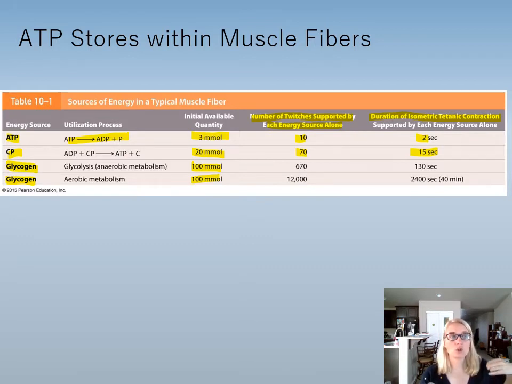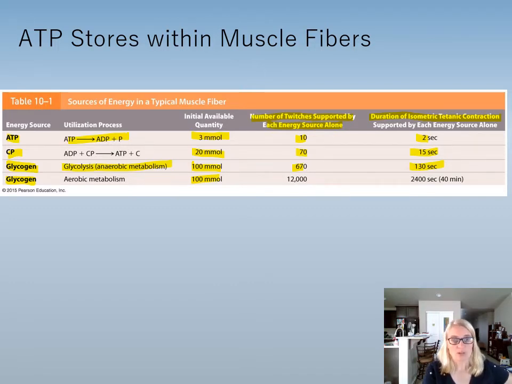So if we want to just use glycolysis, right? So remember, glycolysis is you start off with 1 molecule of glucose, you end with 2 pyruvic acids, and you get 2 net ATPs per molecule of glucose. So for all of the glycogen that we have that could be broken down into glucose, and the glucose could be broken down via glycolysis, we can get about 670 twitches or a little bit more than 2 minutes of tetanic contraction. That's pretty good because imagine contracting your muscles as tight as you can for 2 minutes. That's a pretty good amount of energy.